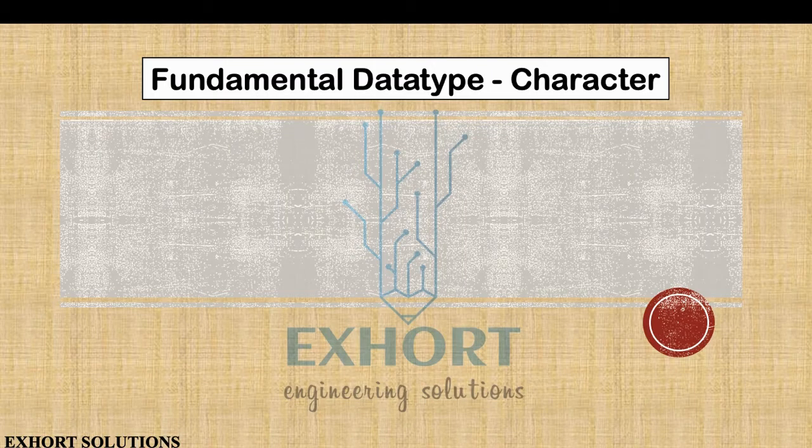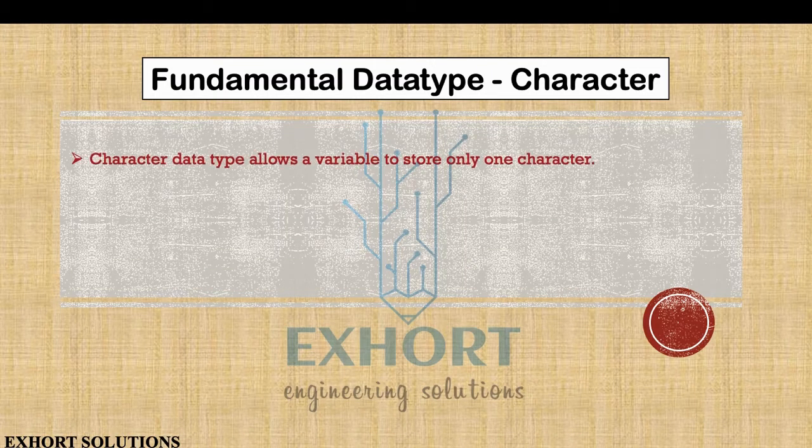Now we will see the fundamental data type, that is character. The character data type allows a variable to store only one character. We can store only one character using this data type, and nothing more than one. If we want to print our name, then we use a for loop to print the name.